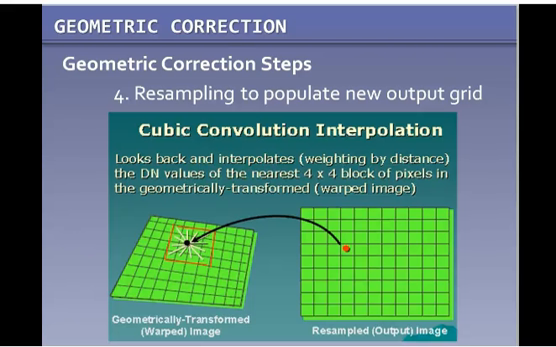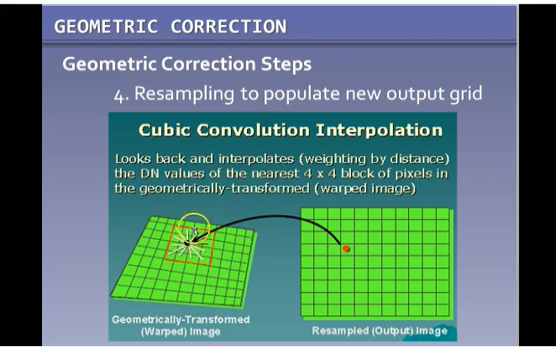Cubic convolution tries to take the best of both the nearest neighbor and the bilinear interpolation, incorporating that into its approach. And essentially what it's doing, again, we have our tie points that tell us which pixel in our new output grid matches the original image. And what cubic convolution is going to do is it's going to give that nearest pixel a really high weighting in an average across a larger area.